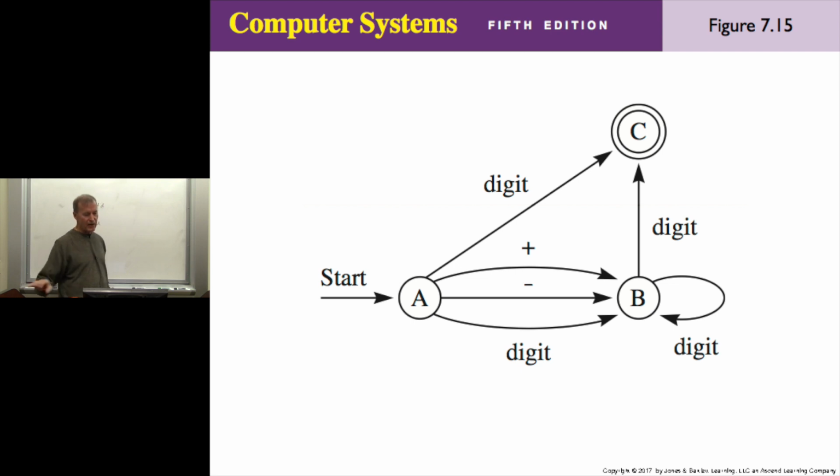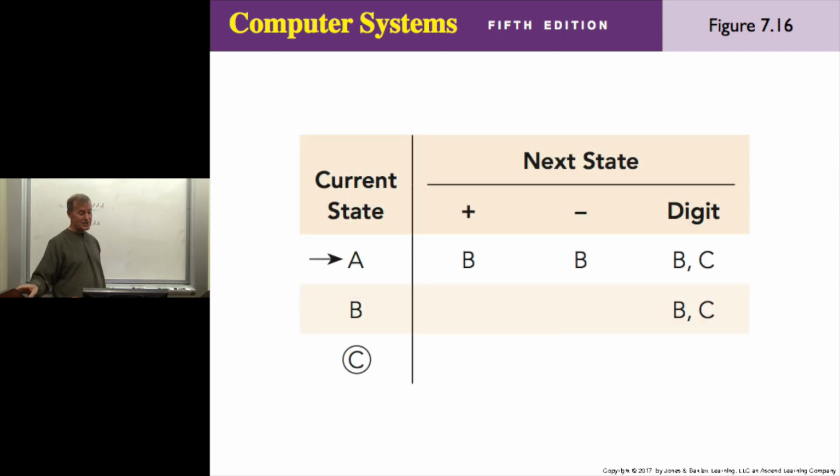Now what about the state transition table? If we're in state A and we get a digit, where could we go? Either to B or C. So what's the table going to look like? It's going to have multiple entries in some of the boxes. Exactly. Does everybody see that in figure 7? By the way, this is also simplified.